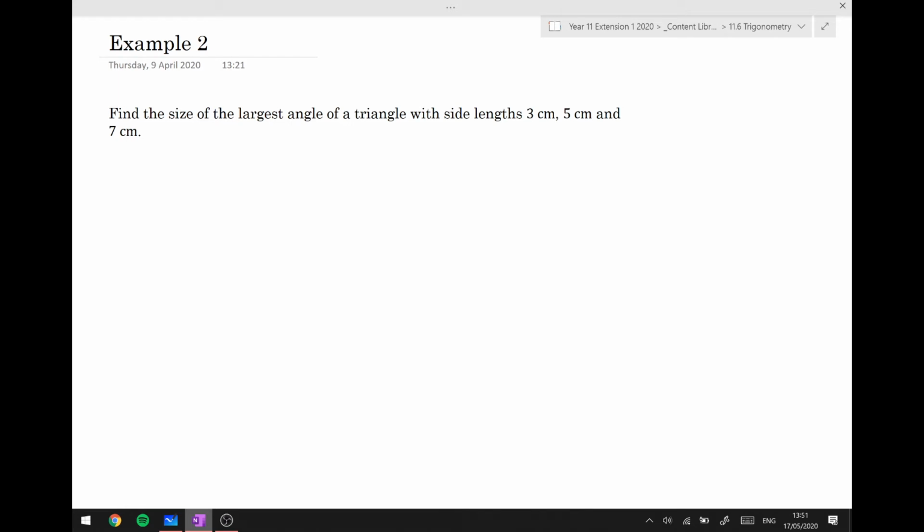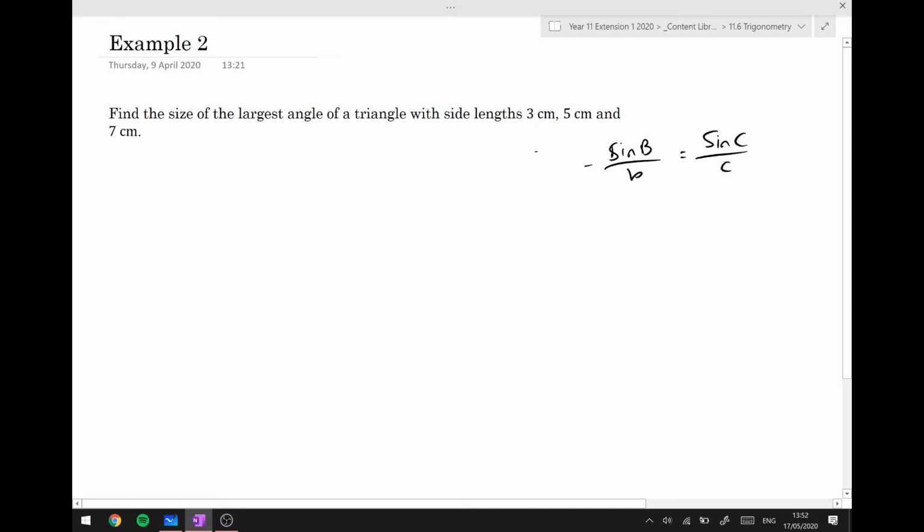Now, the way that triangles work, the sides and the angles are in a ratio, okay? We know from the sine rule that the ratio of the angle of a triangle and its opposite side are equal. So that means that the bigger the angle, the bigger the side opposite, and vice versa. The smaller the angle, the smaller the side opposite.